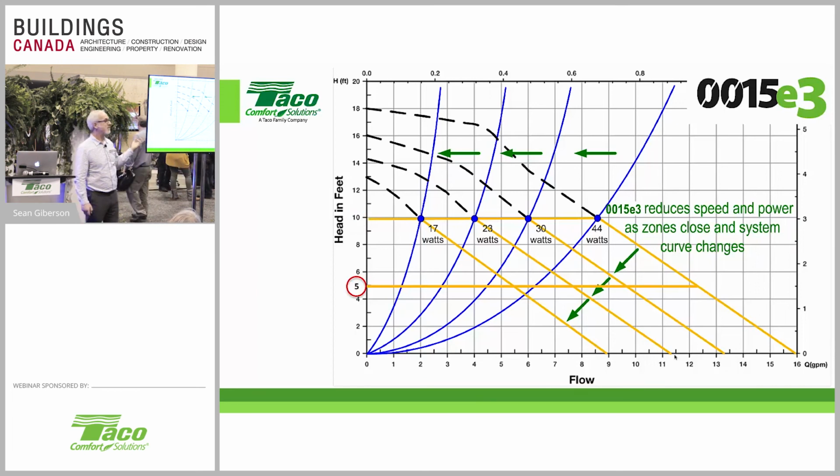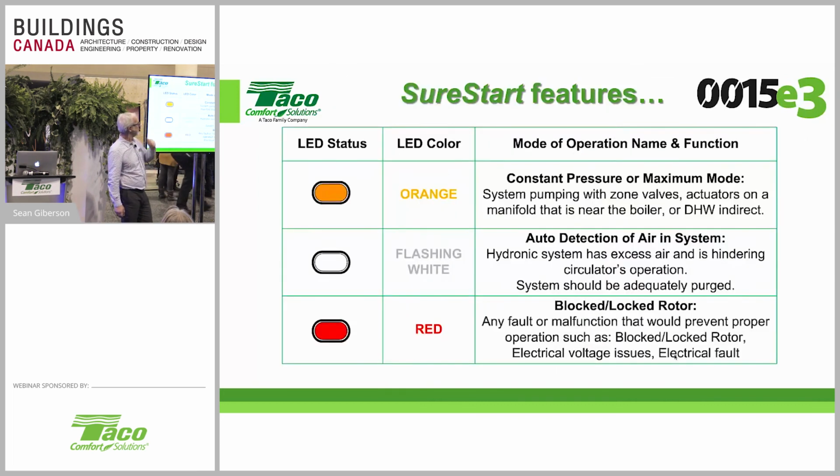What if we looked at 5 foot of head constant pressure? Well, we get the same sort of deal. As that curve or as that product slows down and comes down to meet the different intersections on that constant pressure line, we see the reduced wattage. Okay? And that would go right on through. Some of the neat things we talked about, just capabilities, and I'm going to be very specific to this 0015 circulator, but some of the things we talk about with this one, the pieces we can harness, the pieces that we could never do before.